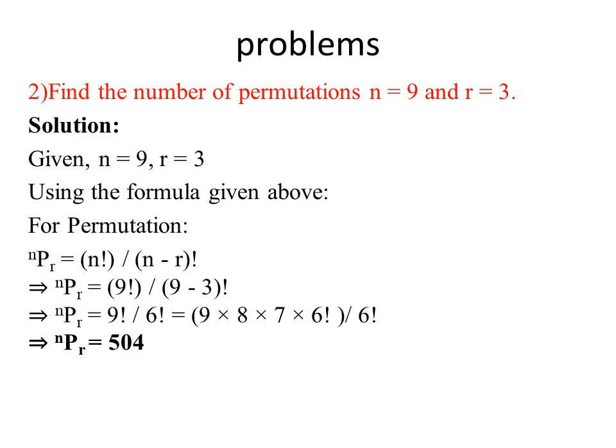Find the number of permutations when n is equal to 9 and r is equal to 3. Using the formula given above for permutations, nPr is equal to n factorial over (n minus r) factorial, that is 9 factorial over (9 minus 3) factorial, that is 9 factorial by 6 factorial, that is 9 into 8 into 7 into 6 factorial over 6 factorial. The 6 factorials get cancelled. We are left with nPr equal to 504.